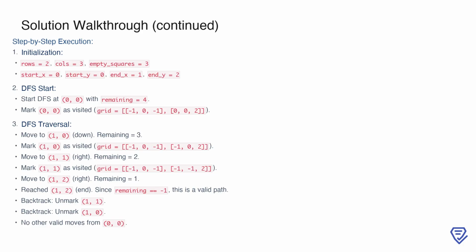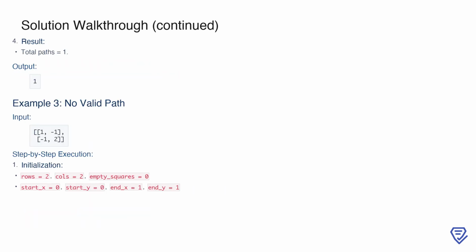The start is marked as visited, and we explore its neighbors. Moving down to 1, 0, we decrement the remaining count to 3, mark this square as visited, and then move right to 1, 1. Here, we again decrement the count, mark 1, 1 as visited, and proceed to 1, 2. At this point, we reach the endpoint with exactly 0 remaining squares, making this a valid path. Once we find the valid path, we backtrack to explore other possibilities. We unmark 1, 1, and 1, 0 as visited, returning to the original grid state.